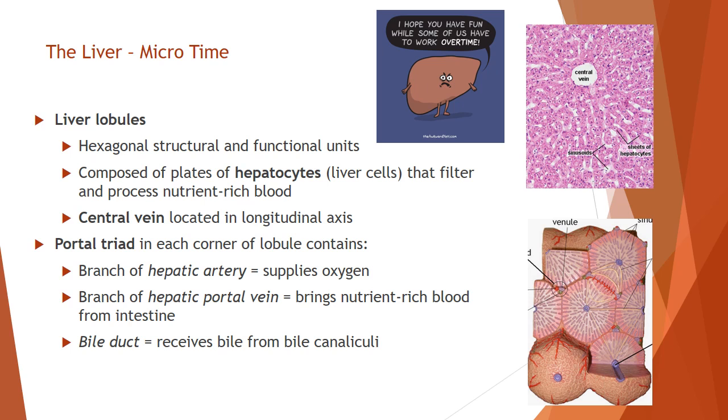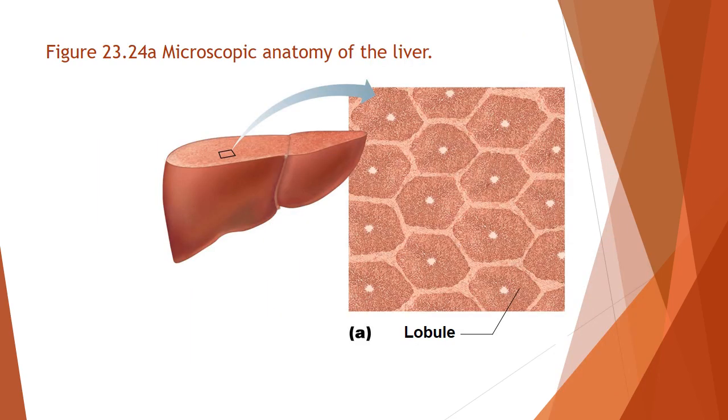Within this structure, you actually have the cells that go through and make bile. The bile canaliculi are carrying the bile made from the liver cells and then carrying it down to the bile ducts to be released from the liver. Some go to the gallbladder to be stored, others go right to the small intestines.